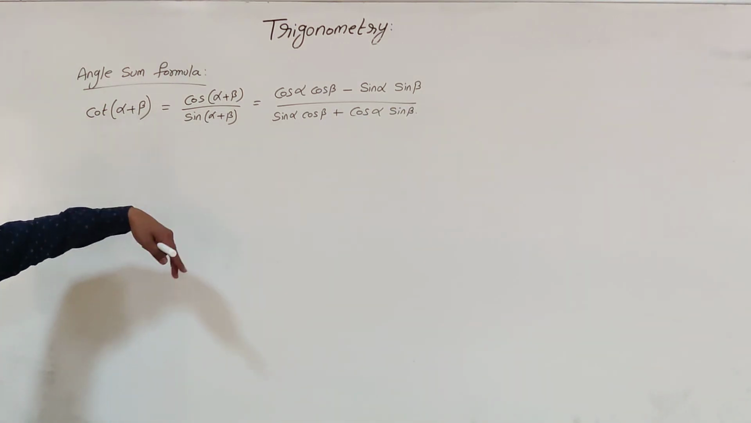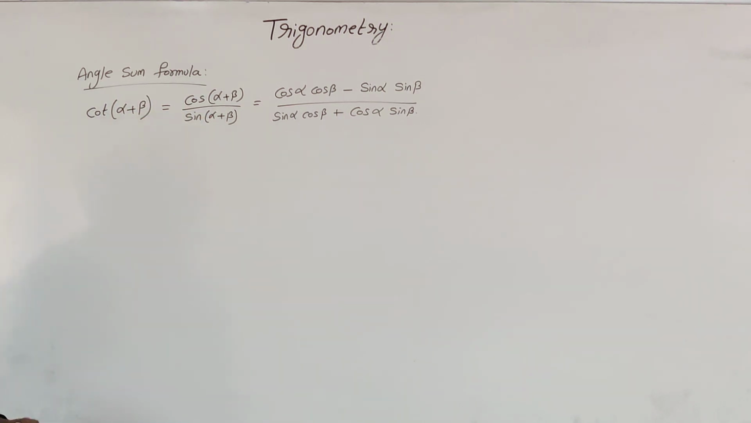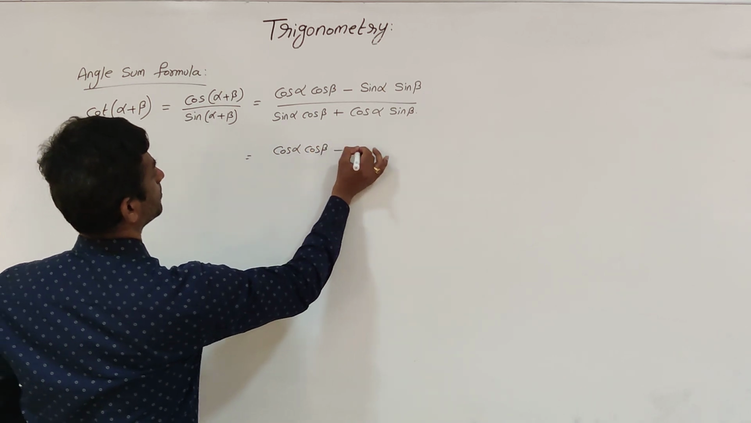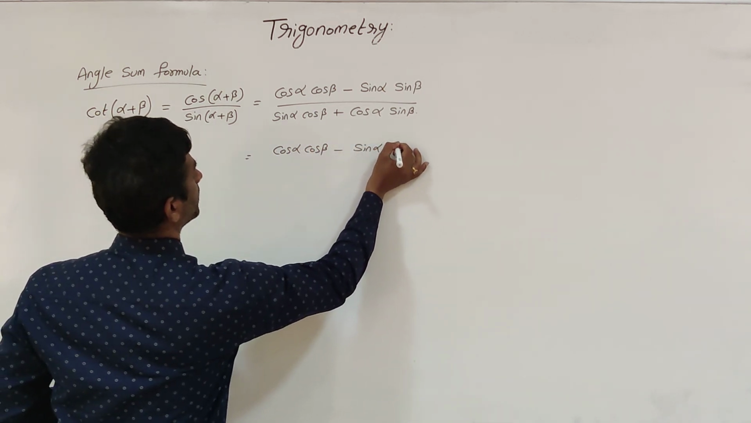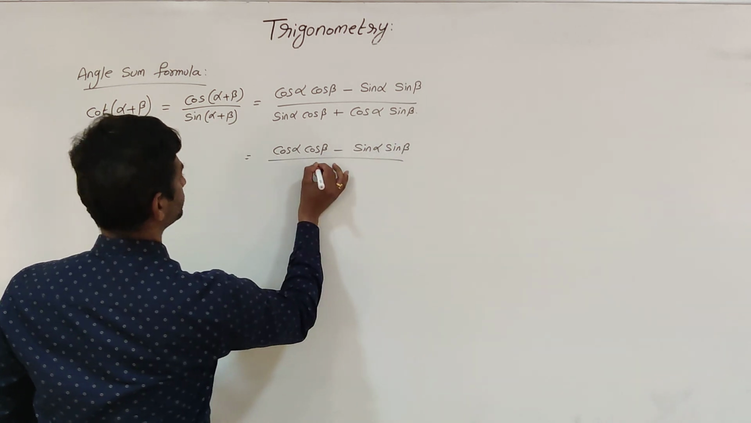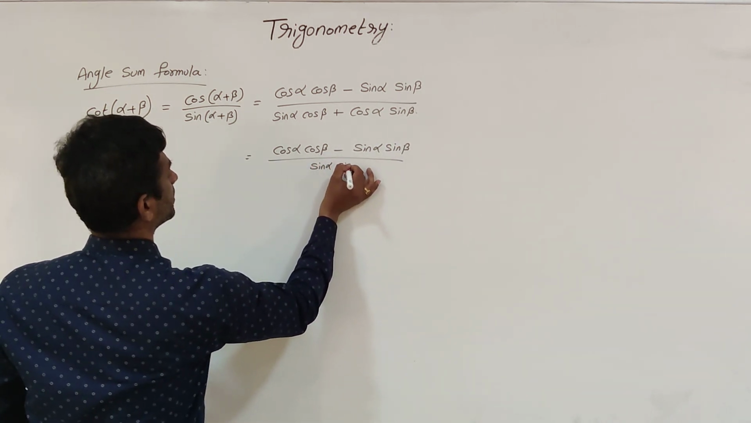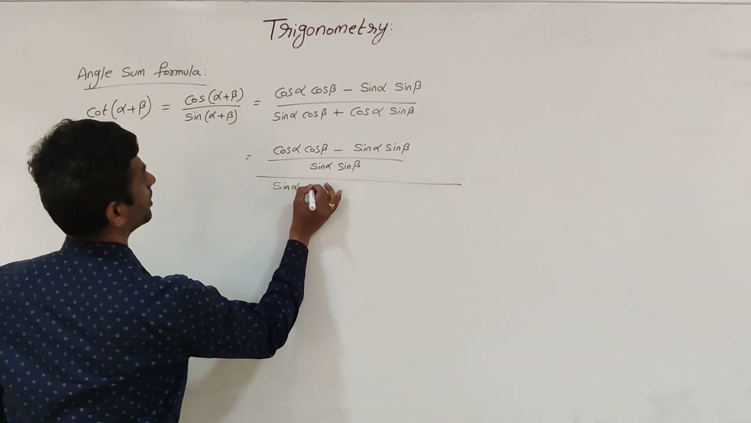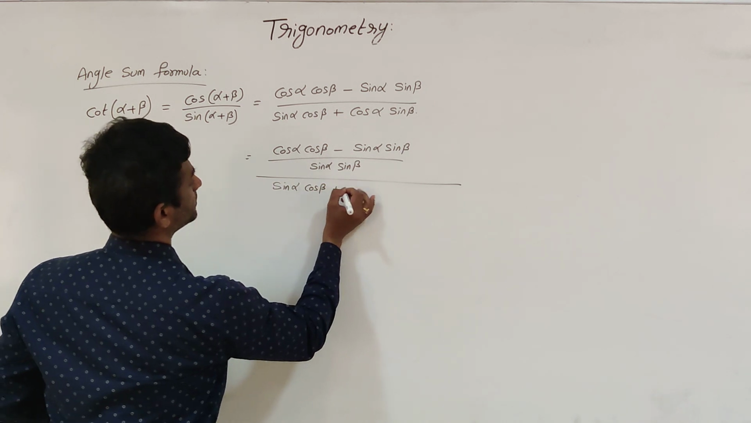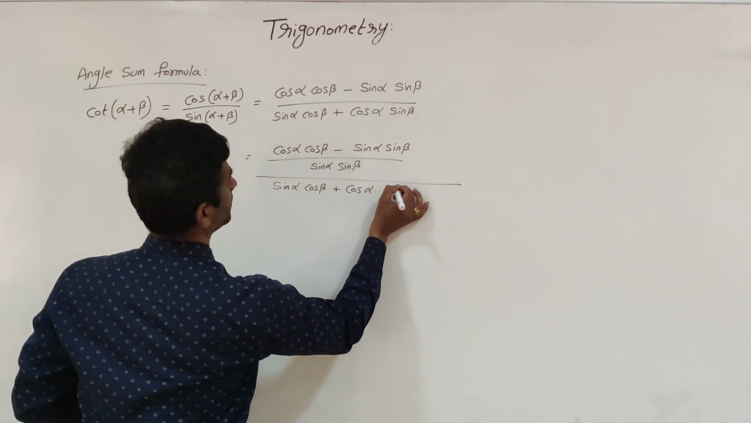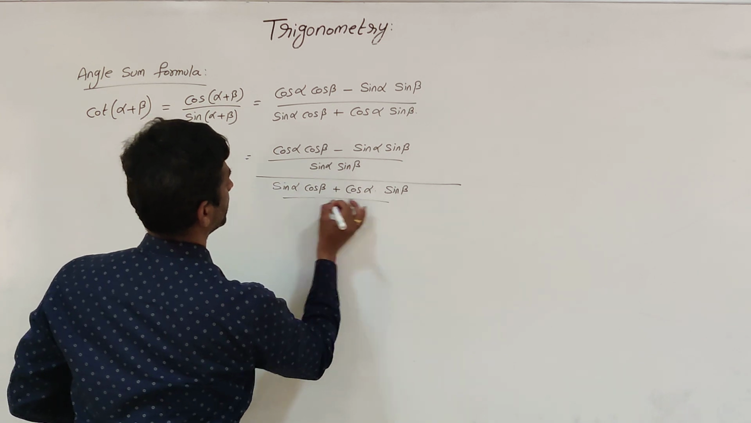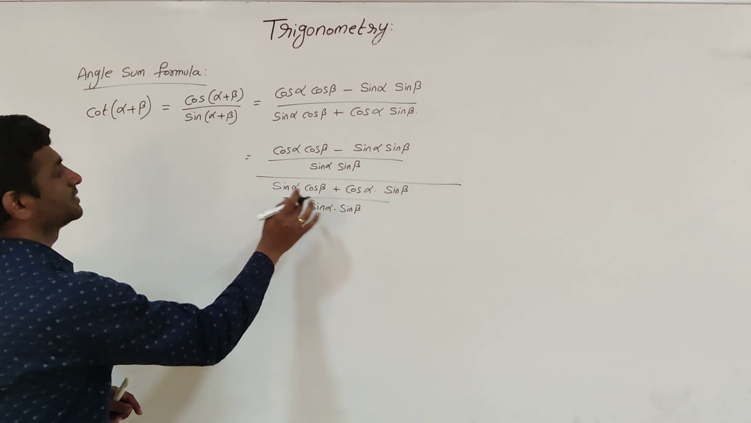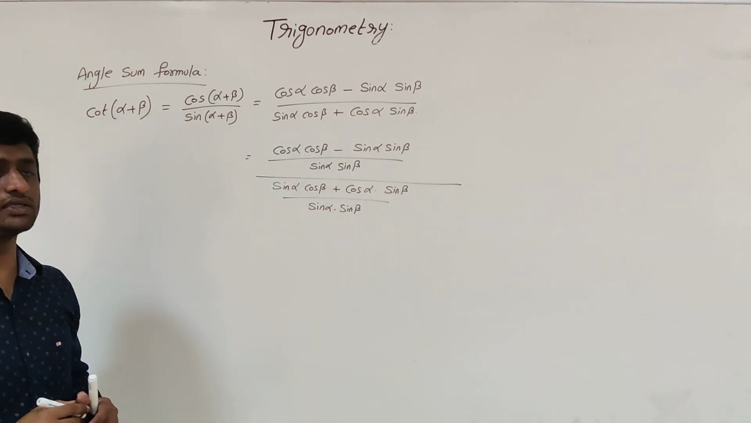Now divide this fraction by sin alpha sin beta. This can be written as (cos alpha cos beta minus sin alpha sin beta) by sin alpha sin beta, divided by (sin alpha cos beta plus cos alpha into sin beta) by sin alpha into sin beta. As the denominators are the same, we can separate the numerators.